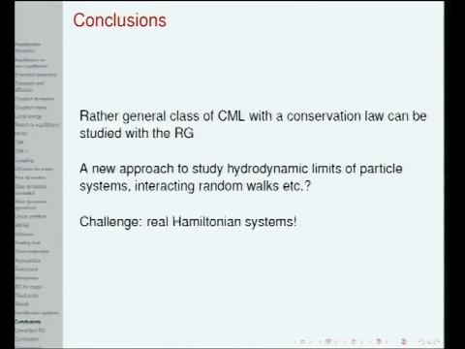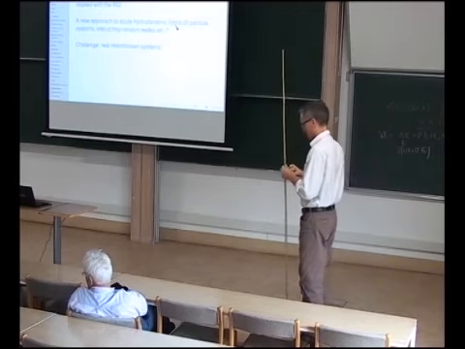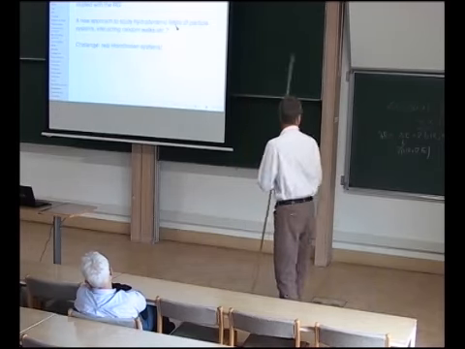Another class of problems where this kind of renormalization group might have some uses is when you look at particle systems or interacting random walks and things like that, and you want to study their long distance behavior, the hydrodynamic limits of such systems. So this is something we are trying to think about along these lines. Of course, the real Hamiltonian systems are a challenge, and it's not clear that the billiard is the best thing. Really, the billiards have their own problems, and maybe something softer than billiard might be more feasible. Okay, so that's what I want to say.